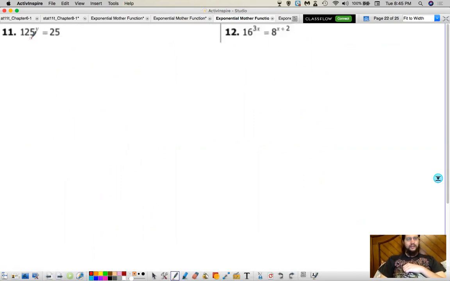Let's see. 125 and 25. I can write both those as 5s. 125 is 5 to the 3rd power, so it's going to be 5 to the 3y. That's going to be 5 to the 2nd power. 3y equals 2. Y equals 2/3.